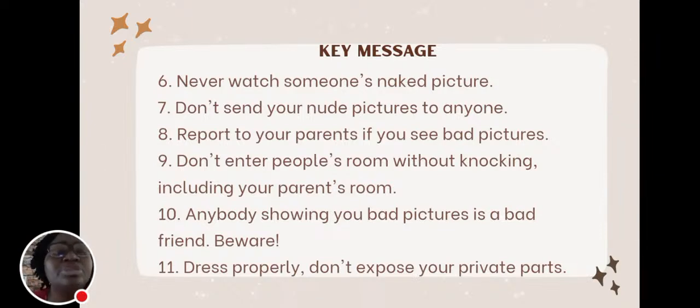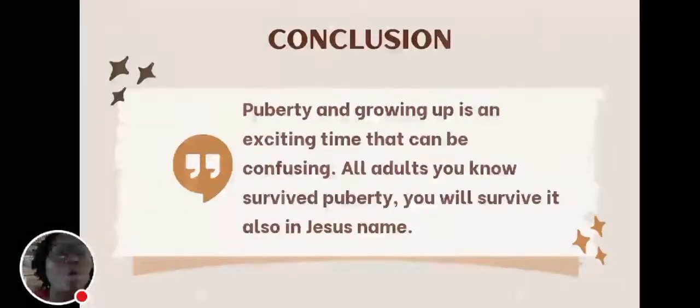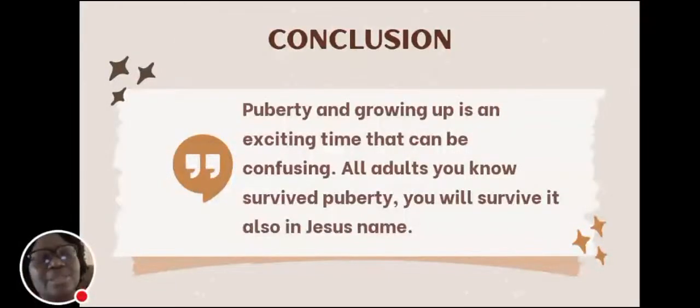Number 11, dress properly. You yourself should dress properly. Don't expose your private parts. Some of us will be happy that we have breasts now, and the clothes you wear are the type that will expose your breasts, your cleavage. No, don't do that as a child of God. As a girl, don't expose your body, don't expose any part of your body. Some boys will say they want to sag. It's a wrong thing. Don't copy others to do what is wrong.